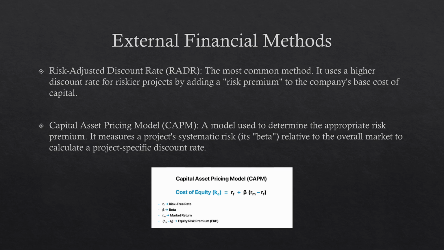But how do we determine that risk premium? That's where the capital asset pricing model, or CAPM, comes in. Developed by William Sharpe in 1964, CAPM provides a framework for calculating the appropriate discount rate based on the project's beta, which is a measure of its risk relative to the overall stock market.